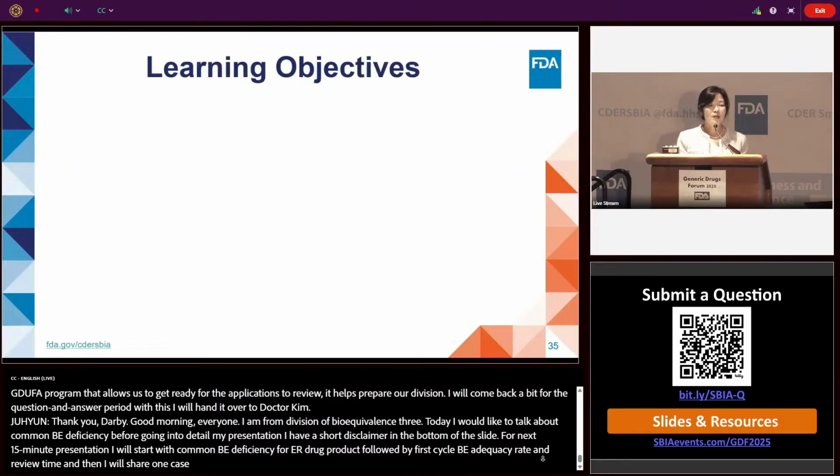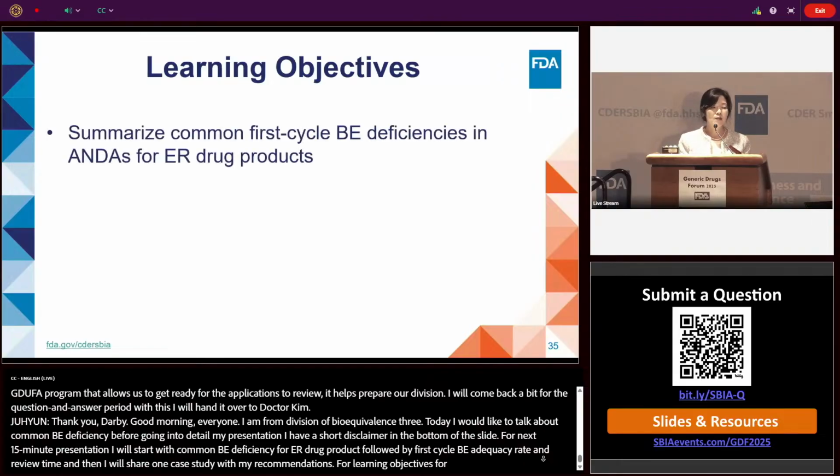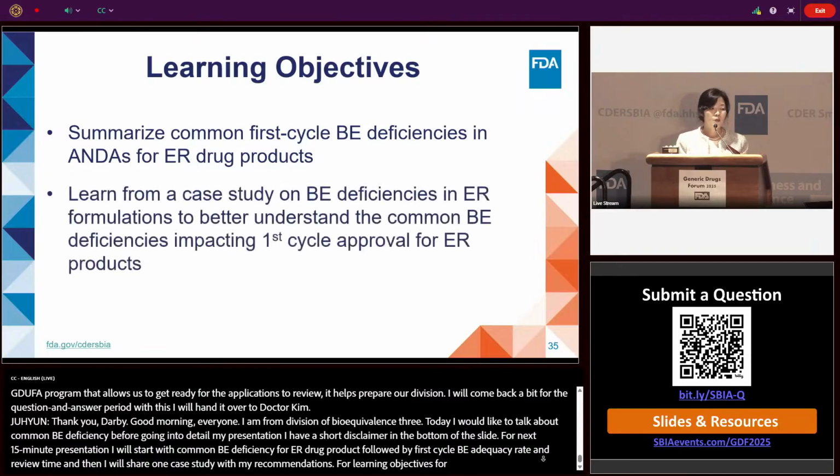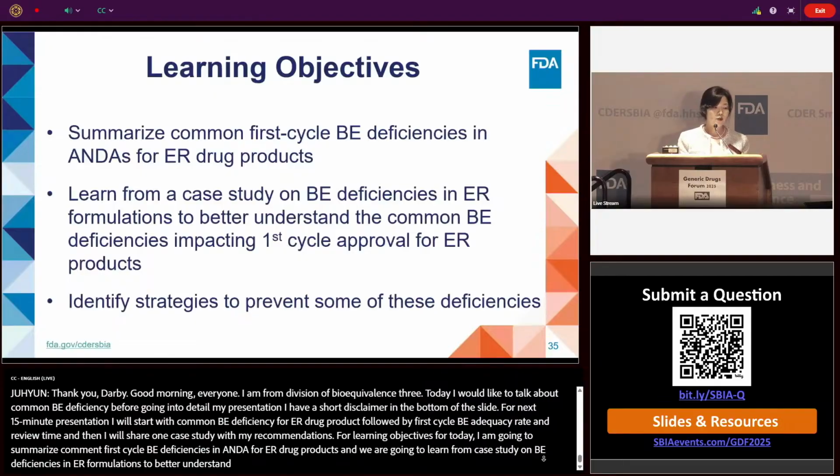For learning objectives for today, I'm going to summarize common first cycle BE deficiency in ANDA for ER drug product. And then we are going to learn from the case study on BE deficiency in ER formulation to better understand the common BE deficiency impacting first cycle approval for ER product. And then we are going to identify a strategy to prevent some of this deficiency.